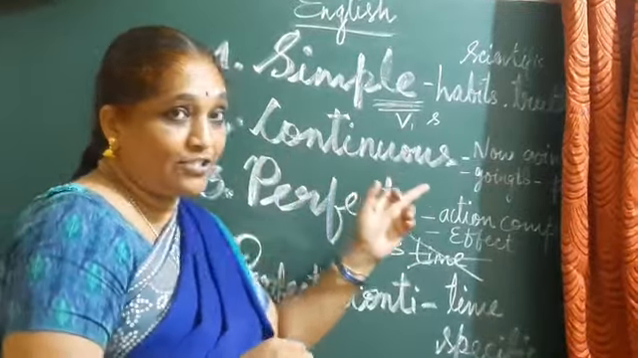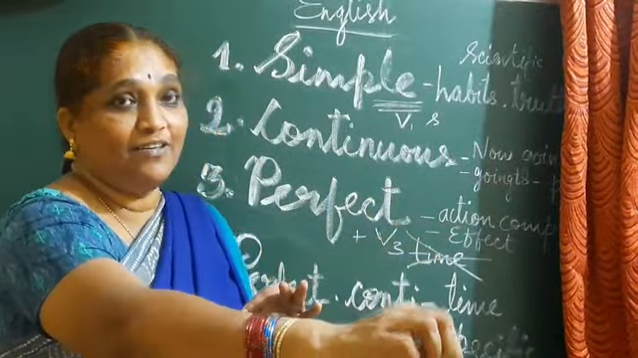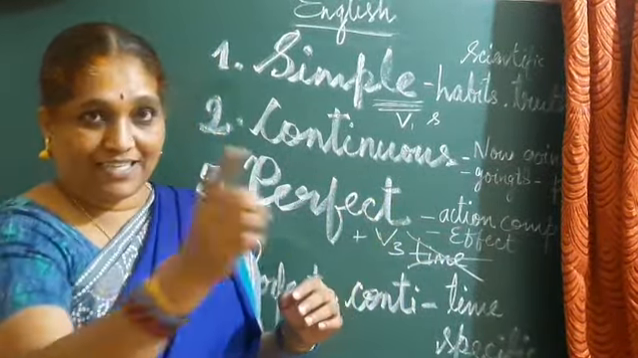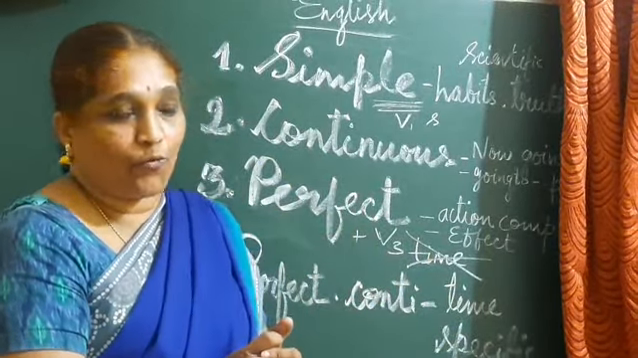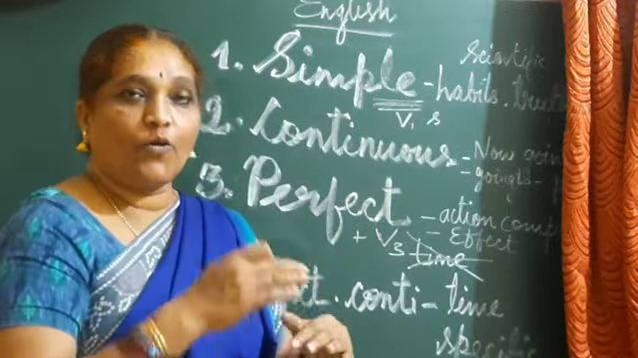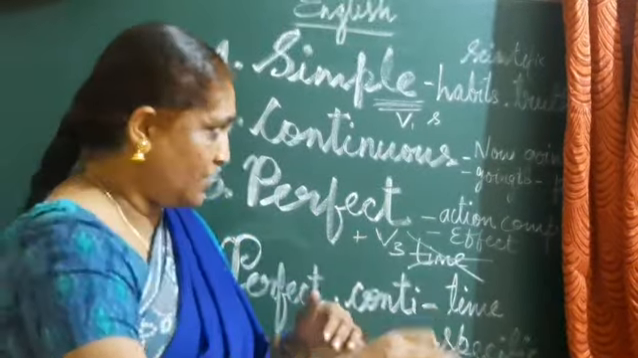So present continuous tense: I am writing the homework. She is singing the song. They are arriving at the airport. Like this, ongoing things in the present situation.